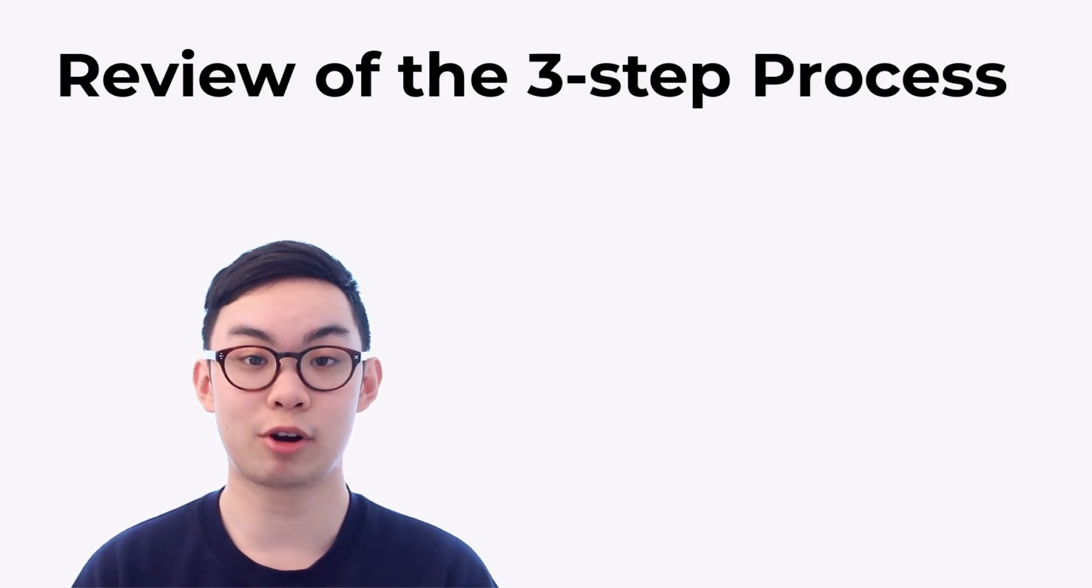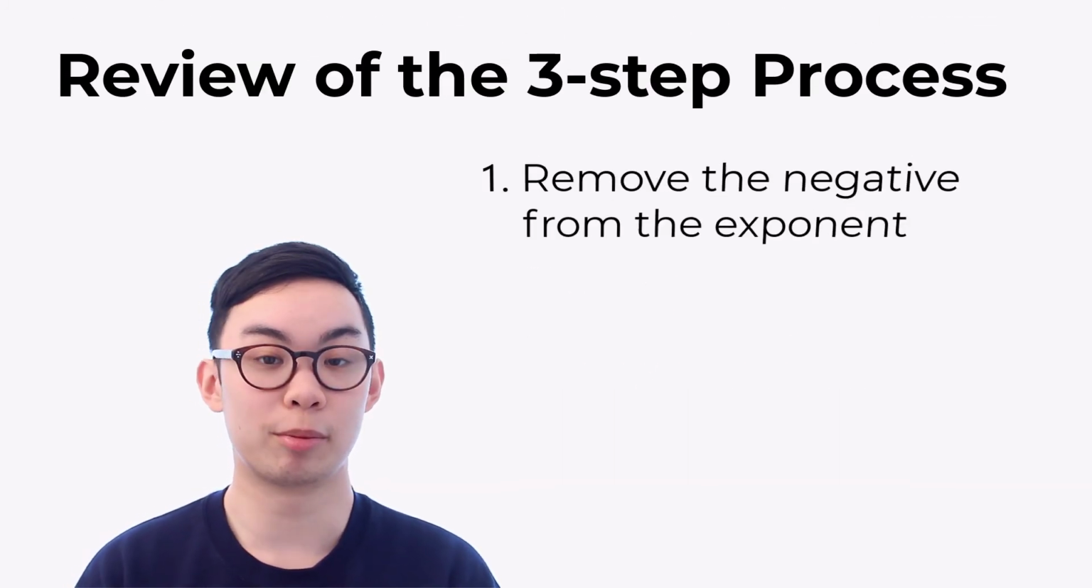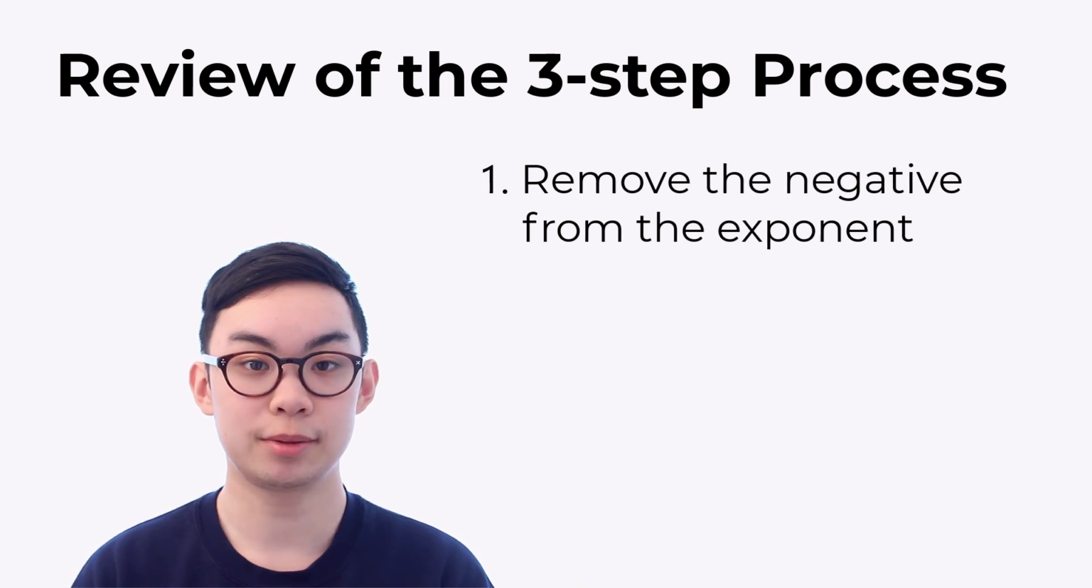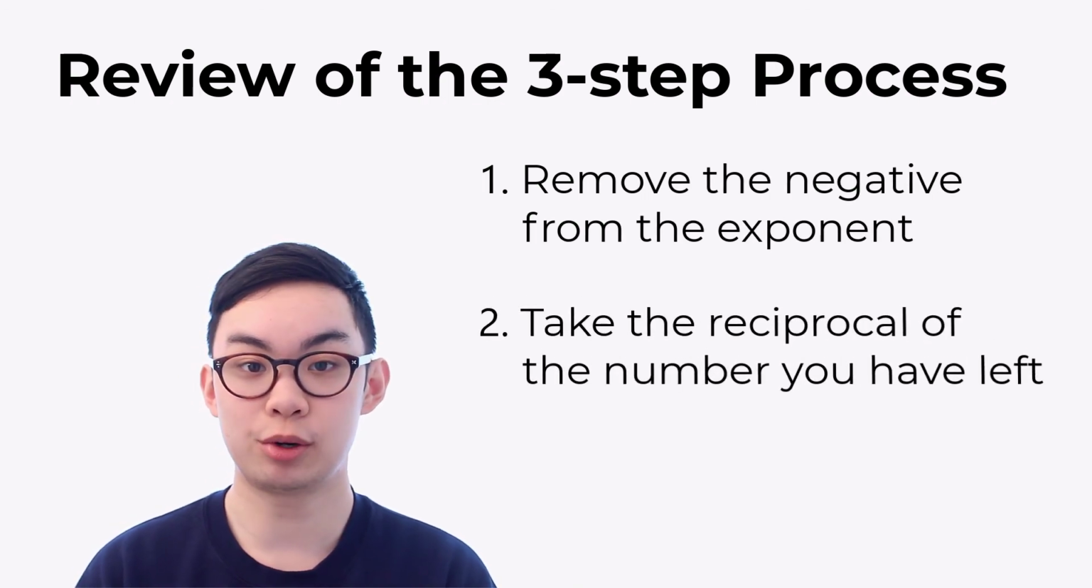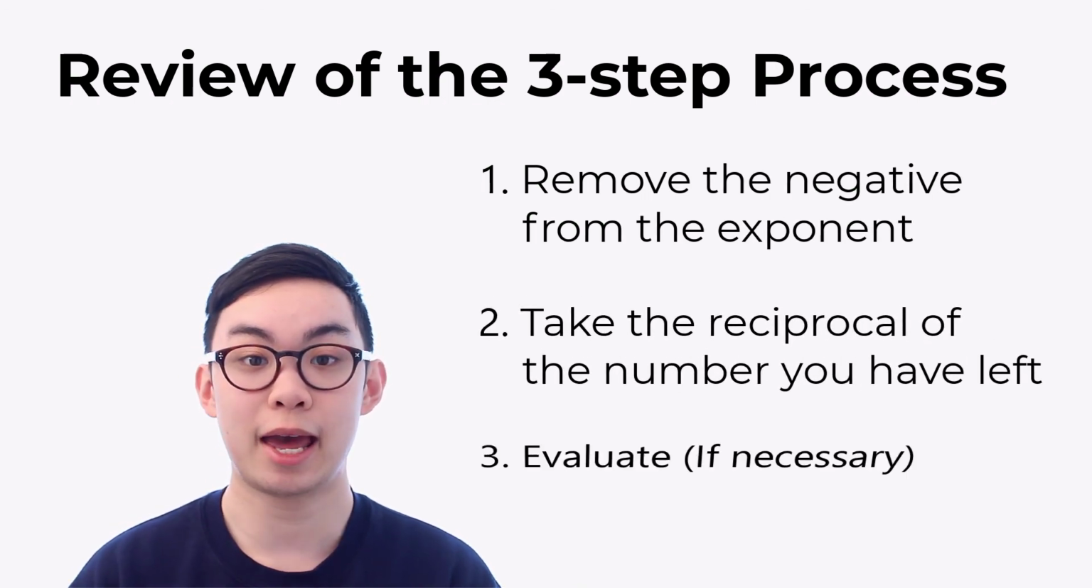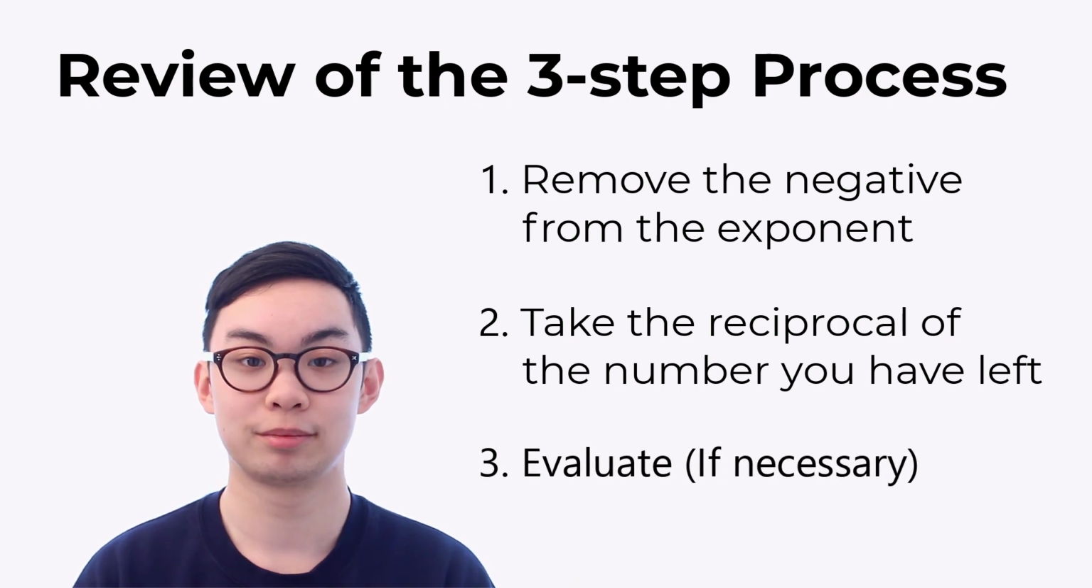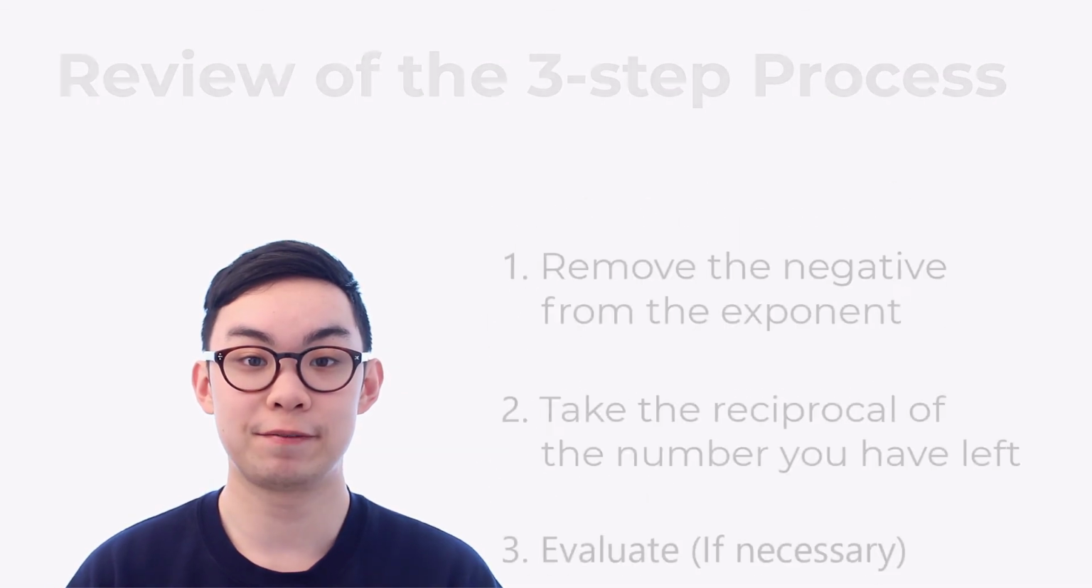Again, this three-step process is as follows. Remove the negative from the exponent, take the reciprocal of the number you have left, and evaluate if necessary. In the next video, we'll look at some more complicated examples on my whiteboard to see how we can apply this three-step process.